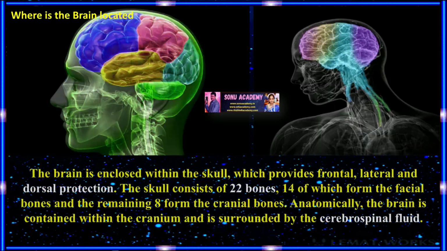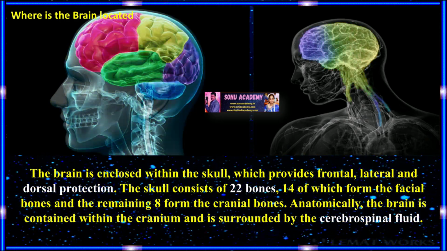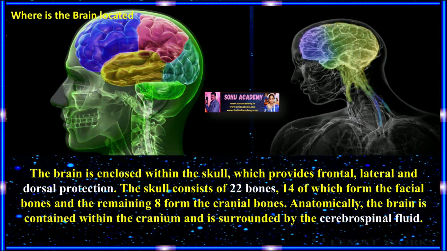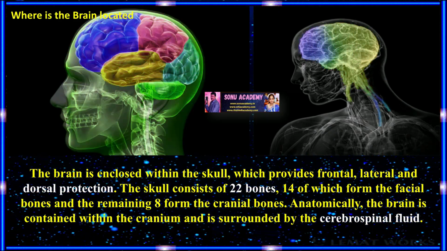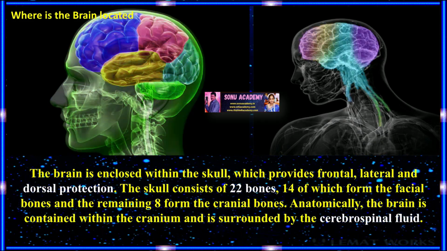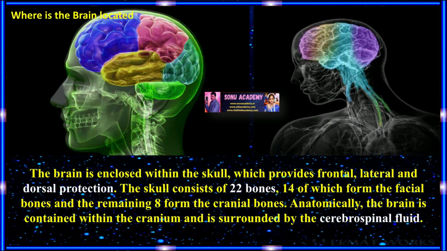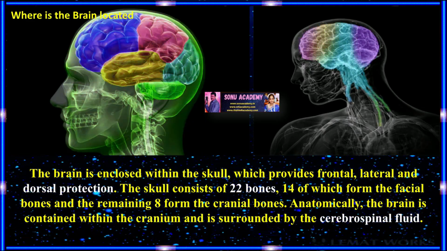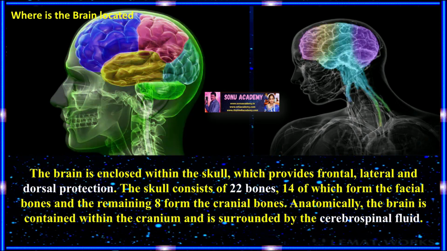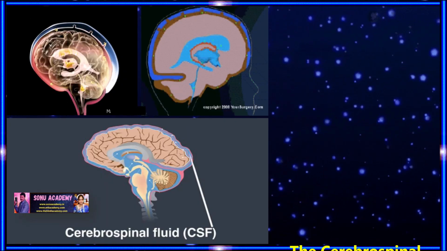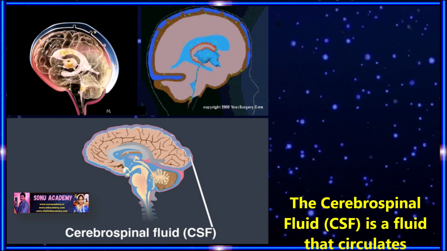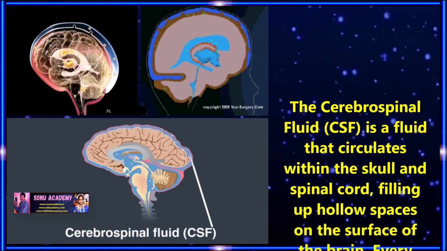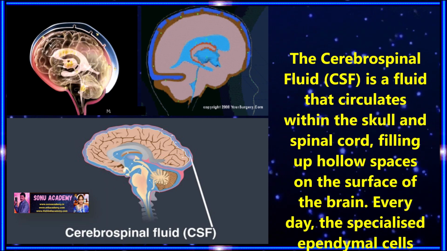Children, let us see where the brain is located. The brain is located within the skull, which provides frontal, lateral and dorsal protection. The skull consists of 22 bones, 14 of which form the facial bones and the remaining 8 form the cranial bones. Thus, the brain is contained within the cranium and is surrounded by the cerebrospinal fluid. The cerebrospinal fluid, CSF, is a fluid that circulates within the skull and spinal cord, filling up hollow spaces in the brain.